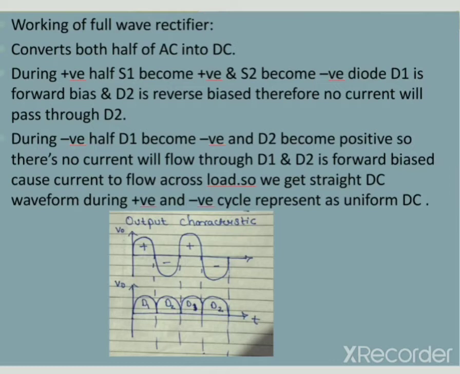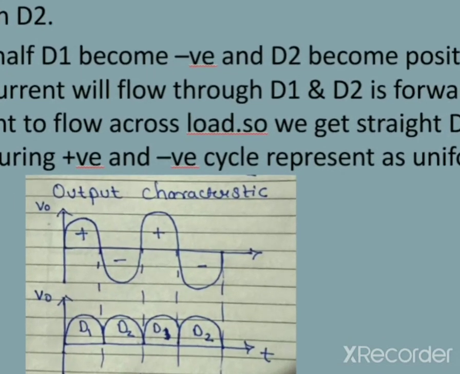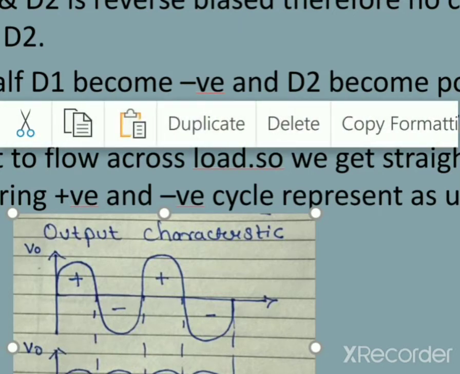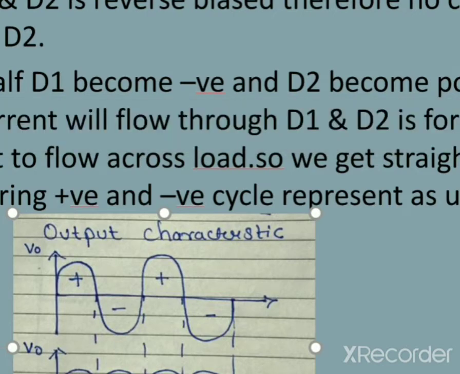So current flows across the load RL, then we get straight DC waveform during the positive and negative cycle. And here you can see we get straight DC waveform when D1 is forward biased, and again in the negative half D2 is forward biased, and the same process gets repeated.